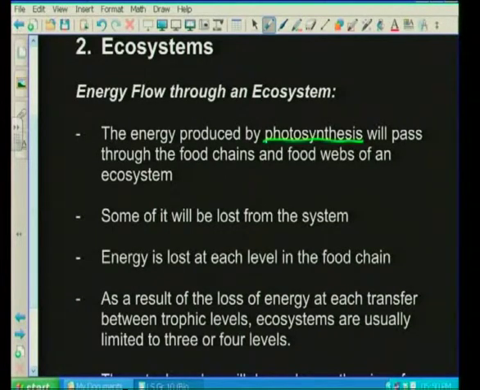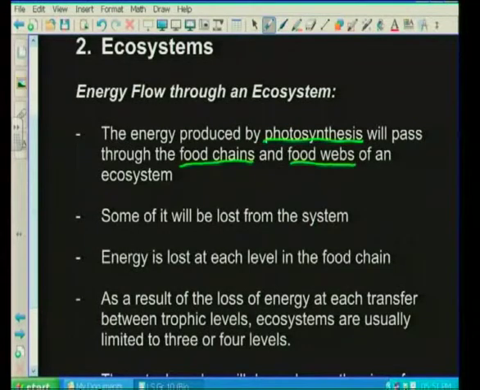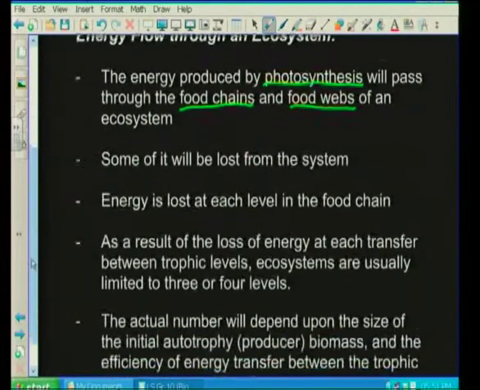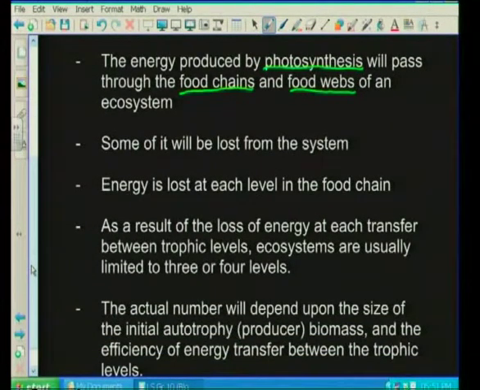The energy produced by photosynthesis will be passed through the food chains. So it goes from the tree, from the apple, to the consumer, the next consumer, so the energy will be transferred throughout the food chain and the food web. We're going to look at these two a little bit later. Now, what happens to this energy? I'm using this apple as an example because it's a good example. What happens if I eat that apple?